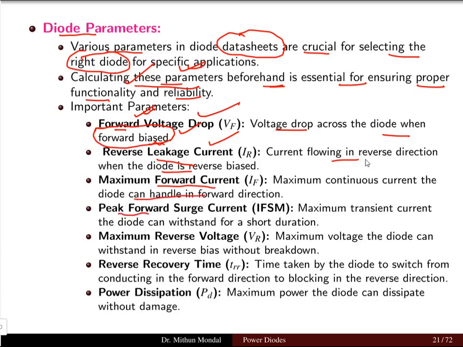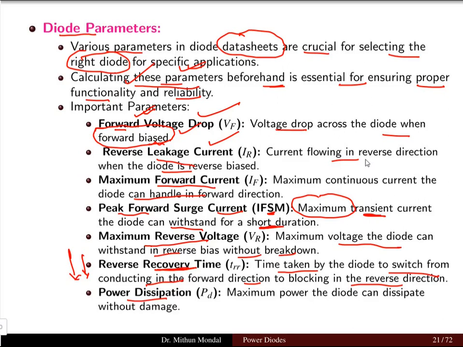What about the peak forward surge current? When we talk about the surge, it is basically the transient condition, and when we talk about the peak, it is the maximum current that the diode can withstand for a very short duration of time. The reverse voltage is the maximum voltage the diode can withstand in reverse bias without breakdown. Reverse recovery time we have discussed in great detail in the previous lecture. That is the time taken by the diode to switch from conduction in the forward direction to blocking in the reverse direction. This should be as low as possible.